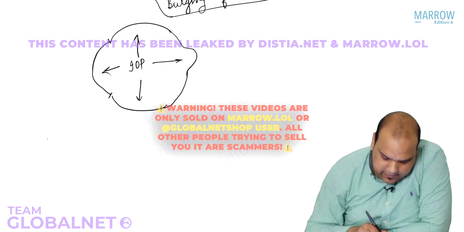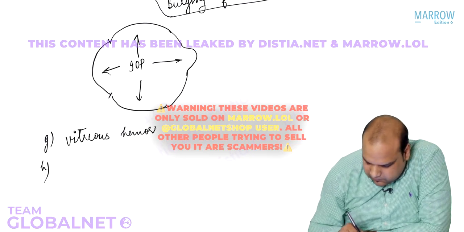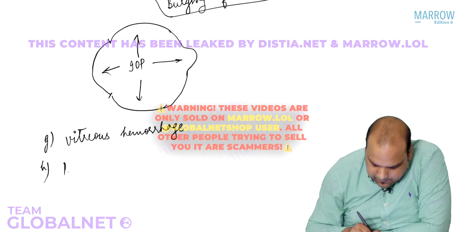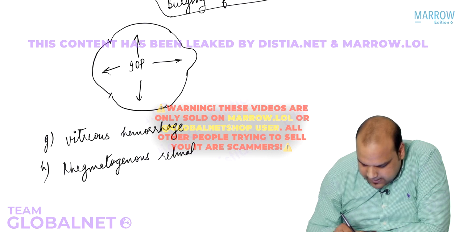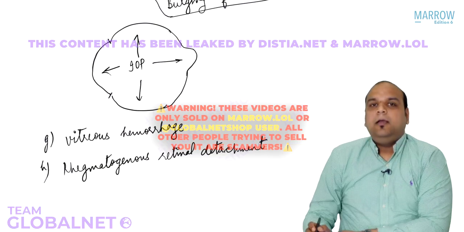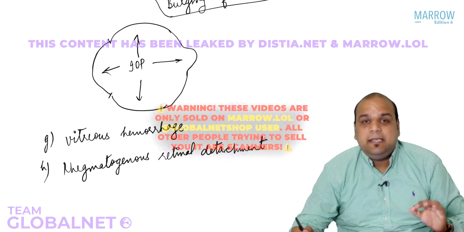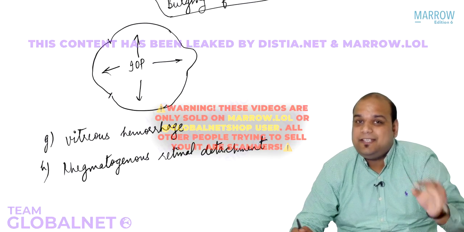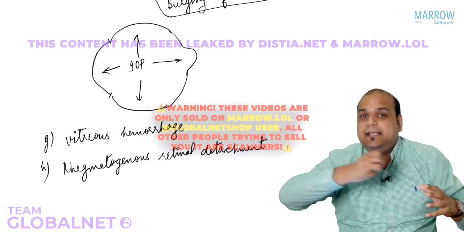What are the other signs, everybody? Vitreous hemorrhage and rhegmatogenous retinal detachment. This completes our list of important fundus signs in case of myopia, specifically seen in cases of high myopia, pathological or degenerative myopia. If you have been able to understand, all these signs are occurring due to one cause, and that is increase in axial length.